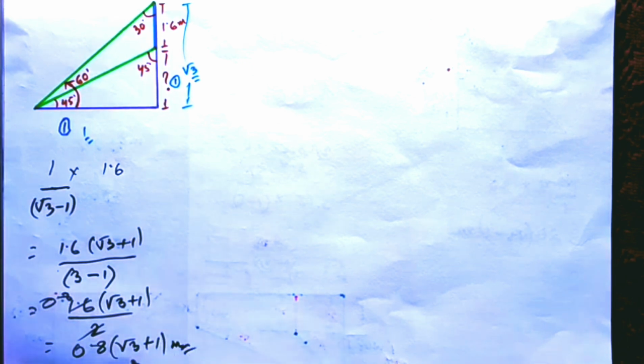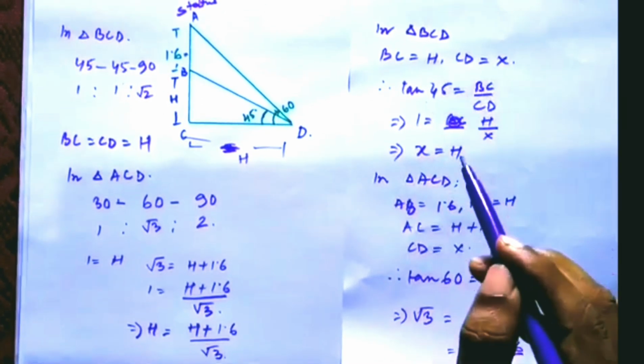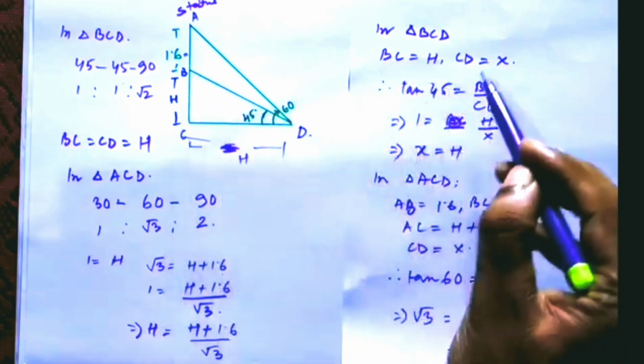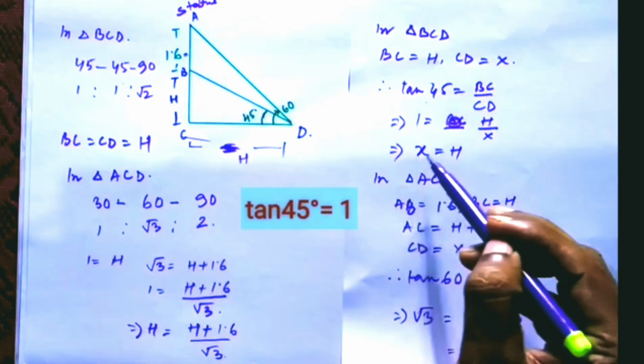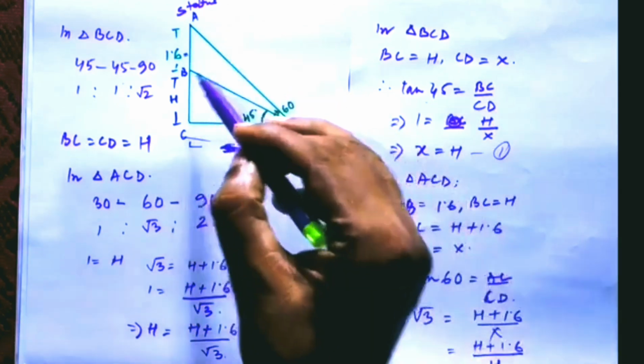We can put the value of root 3 as well. For example, we are solving this procedure. What we have here is in triangle BCD, BC is equal to H, CD is equal to X. So tan 45 is perpendicular by base, BC by CD. So this is H by X, so X equal to H. So we write this as equation number 1. In triangle ACD, AB is 1.6, BC is H.